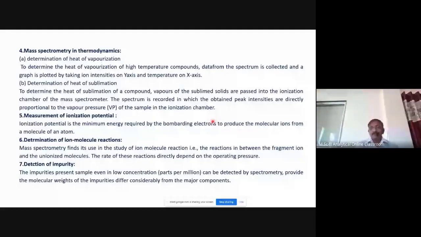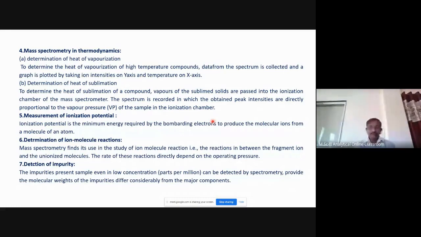Now in physical chemistry also it is applicable, that is, useful in thermodynamics: heat of evaporation can be determined. To determine the heat of evaporation of high temperature compounds, the spectrum is collected and a graph is plotted by taking ion intensity on the y-axis and temperature on the x-axis, and they can find out the heat of evaporation very easily by using mass spectrometry.